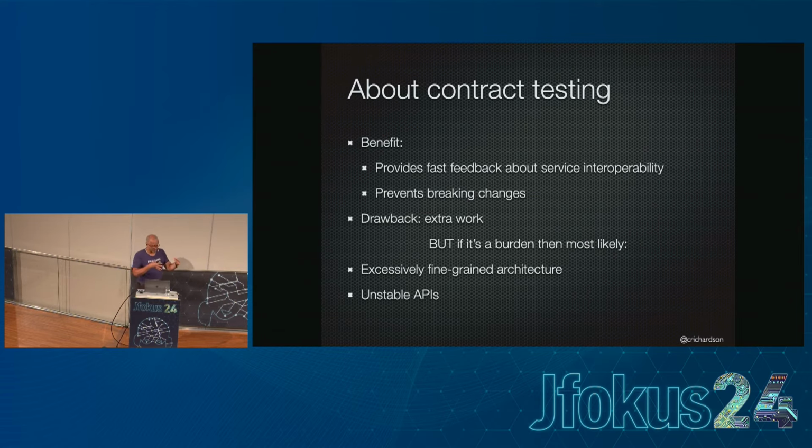And it ensures that there are no breaking changes. The downside is that it's extra work, but I think it's much better than the alternative. There's no free lunch here. You'd either write end-to-end tests, which have their own problems, or you write these contract tests. And I think if companies are finding this to be a burden, it's usually because they've got an excessively fine-grained architecture with lots of unstable APIs, and so they're constantly updating these contract tests. So if it's a problem, that's indicative of some deeper architectural issue.